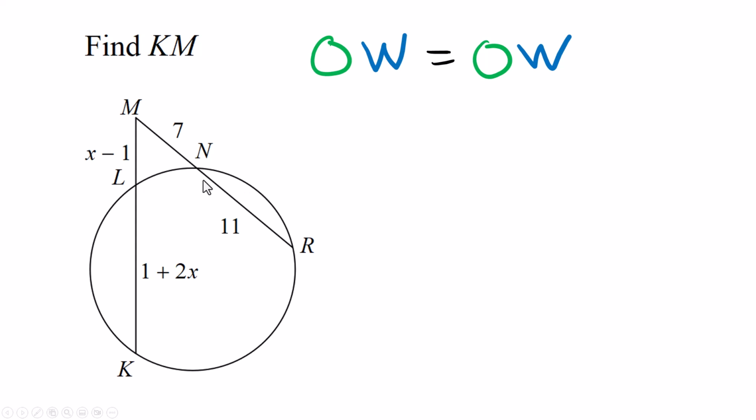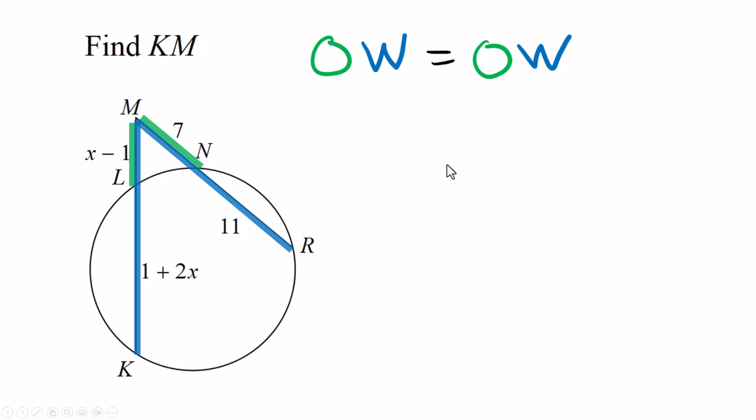All right, let's set this up. We now know outside times whole thing is going to equal outside times whole thing. So we're talking about this piece is an outside piece, and this is a whole thing, which means we'll have to add these two together. Outside, whole thing. We're going to have to add those two pieces together to get the whole thing, because this 11 is on the inside. It's not the entire length.